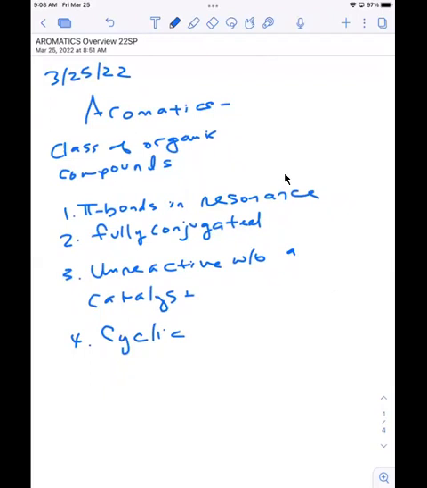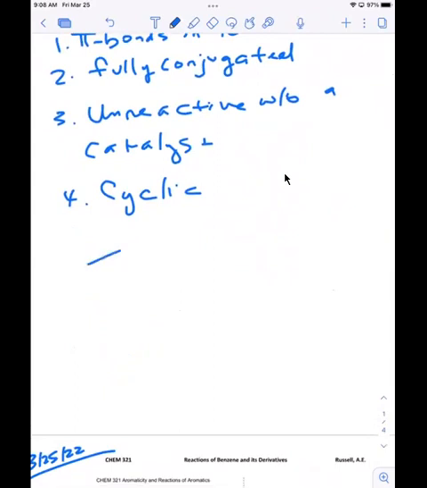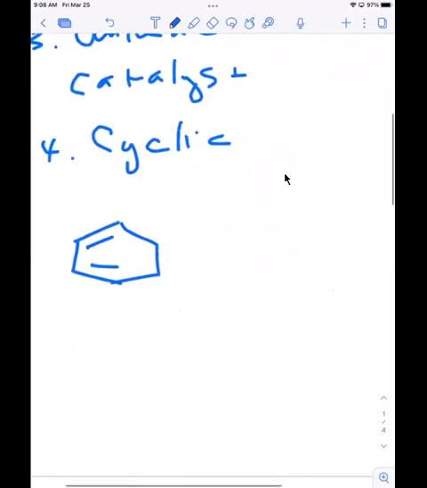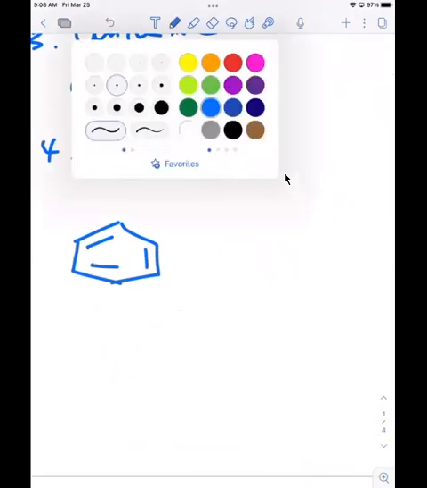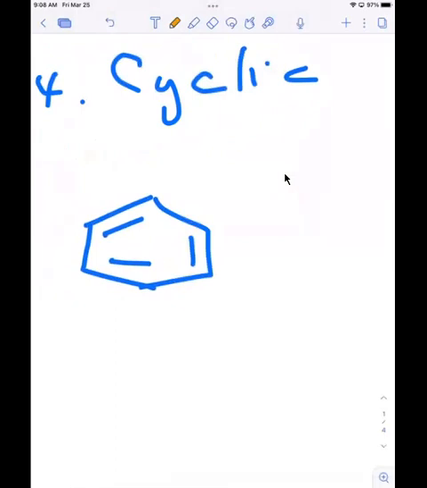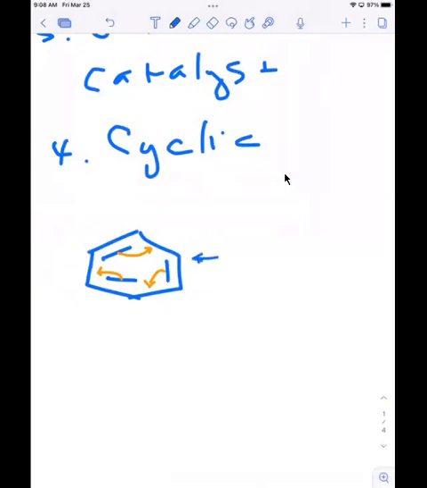All right, so they have pi bonds that are in resonance, and a lot of times you'll see an aromatic ring written. I'm just going to give you the most basic one, benzene, like this. And so the double bonds are immediately alternating. And you can also think about this, with these double bonds being in resonance like this. Right, and if we drew the resonance form for this, it would look like that.